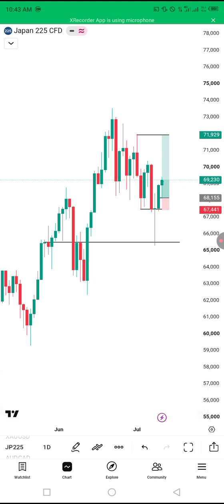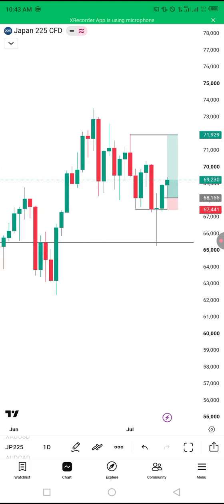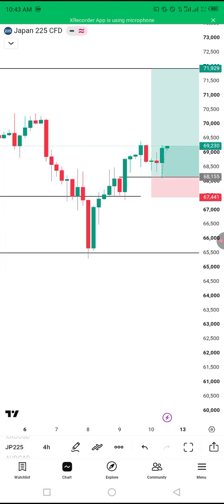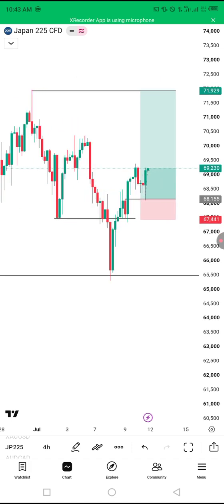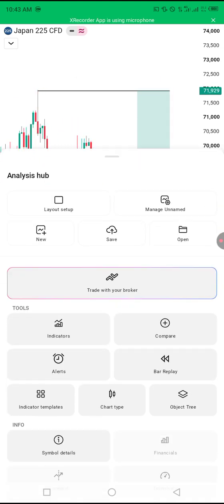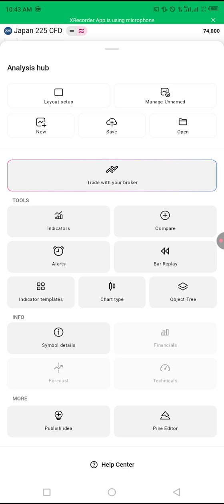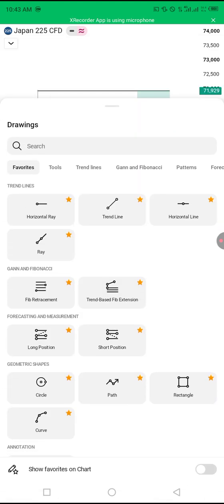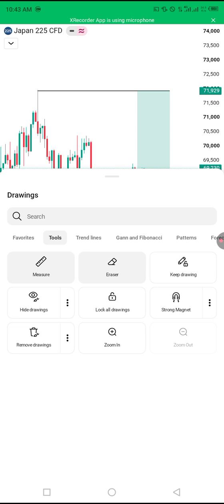Today I'll be doing some live breakouts, or how I call this beautiful setup, on JP225. JP225 is an indices, so let me walk you along the line how I call this setup on it. Okay, let me remove all the drawing first.